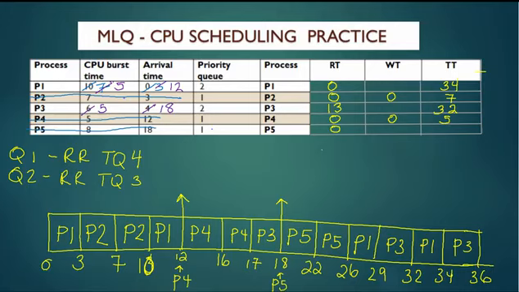P5 was active in the system for the entire time as well, which was 8 time units on the CPU the entire time. So the only ones that accumulated additional waiting time were P1 and P3, which makes sense because P1 and P3 are lower priority.